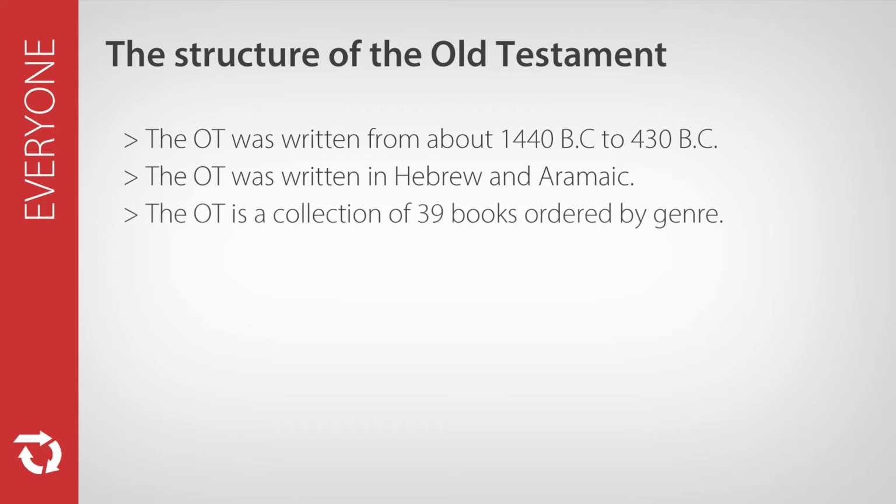And the Old Testament is not one book, it's actually a collection of 39 books that are ordered in our English Bibles by genre. Most people divide up the Old Testament into 5 sections, and I want to introduce you to each section so you can better understand and comprehend the structure of the Old Testament.